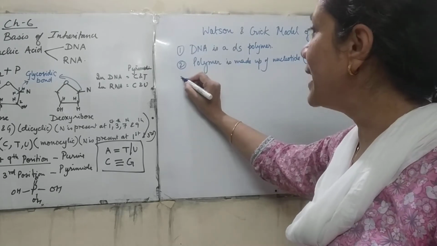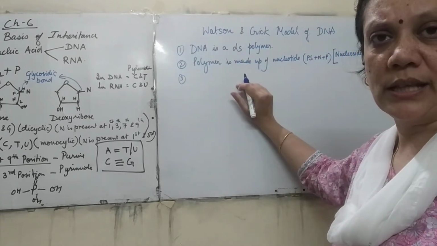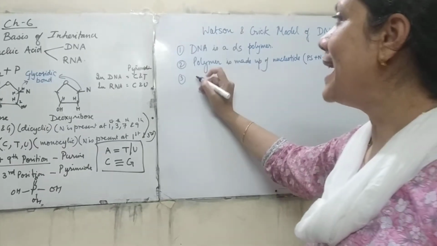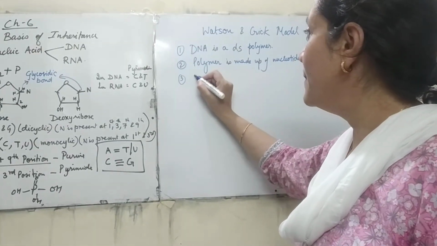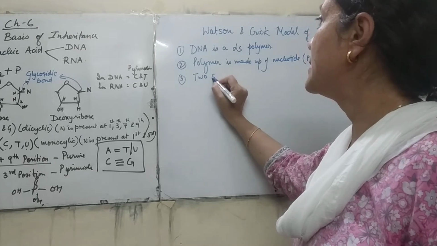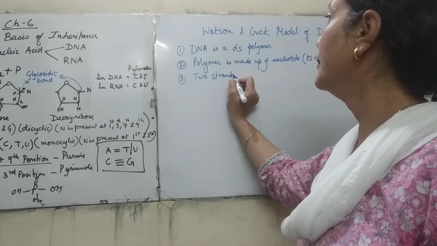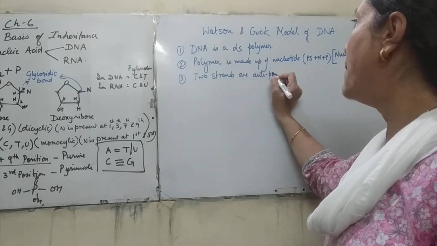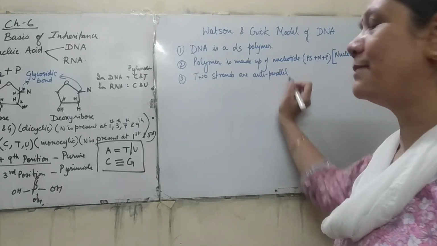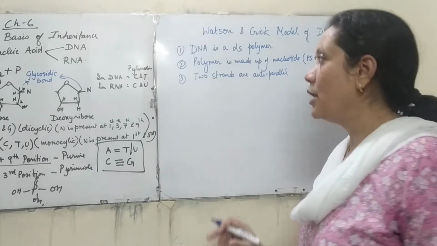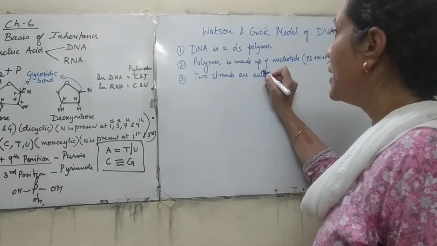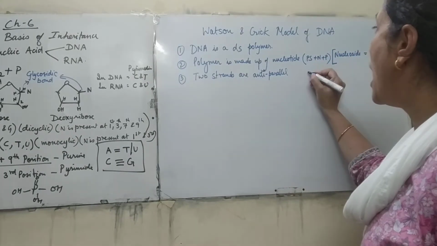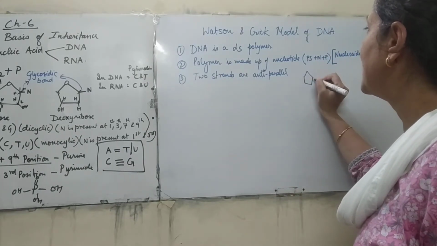Now what else did he say? The two chains, that is the two strands of this DNA, are running anti-parallel. This also I had explained to you in class 11. When we draw a nucleotide or the polymer DNA, how did we draw it? We had drawn it somewhat like this.